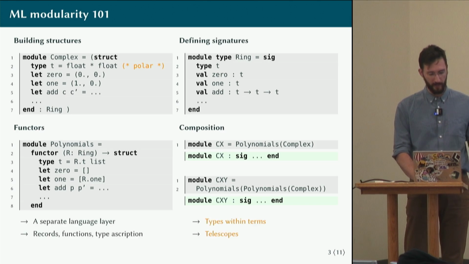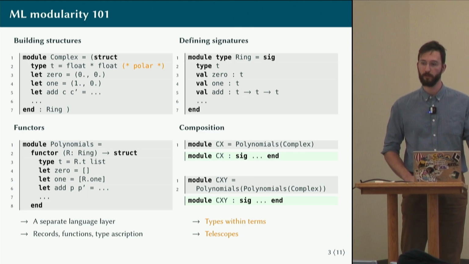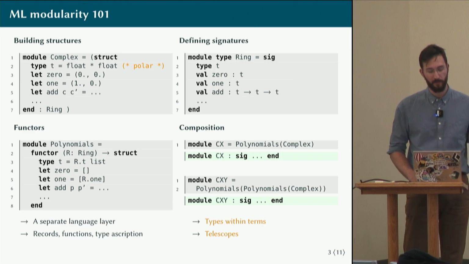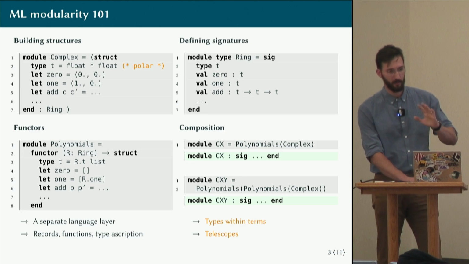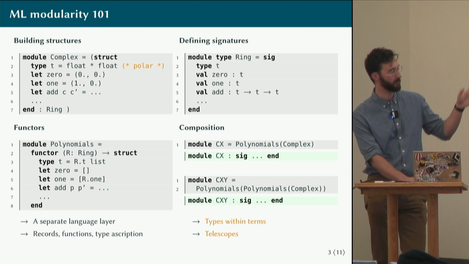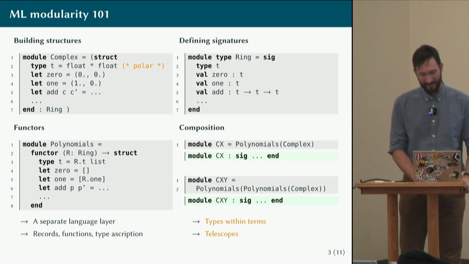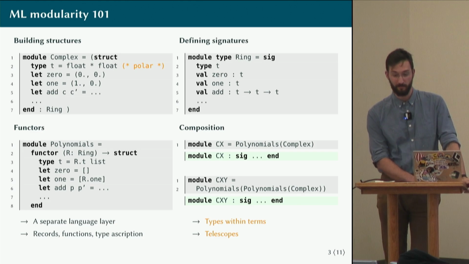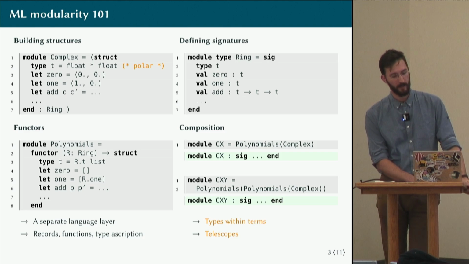So the main takeaway is that we have a separate language layer. The module layer is a separate language built on top of normal core level OCaml, or ML in general. And basically, modules are a small calculus with records and functions and explicit type ascription. And the thing that makes them a bit tricky sometimes is the fact that you have types within terms, basically. So you have those type definitions, and they can be abstract, and they are within the terms.